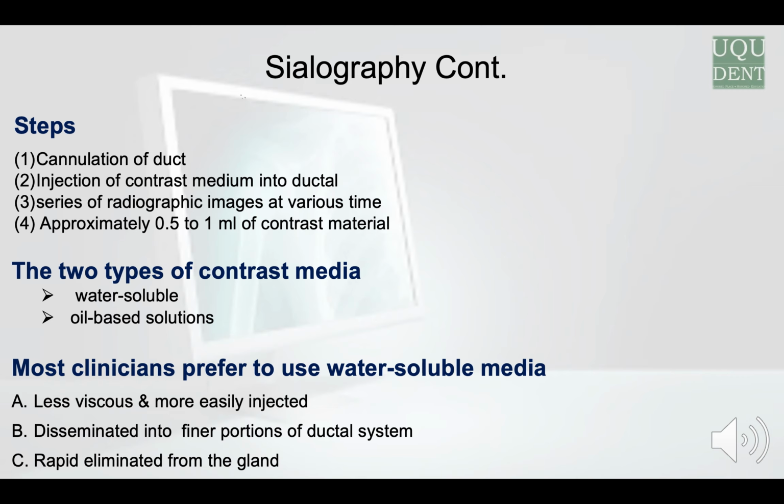Approximately 0.5 to 1 milliliter of contrast material is injected. There are two types of contrast media: water-soluble and oil-based solutions. Most clinicians prefer to use a water-soluble media. Why? Because it is less viscous, and when it is less viscous, it is more easily injected. It doesn't cause pain for the patient when you inject it. Also, the dissemination into the finer portion of the ductal system is easier, and there is rapid elimination from the gland.